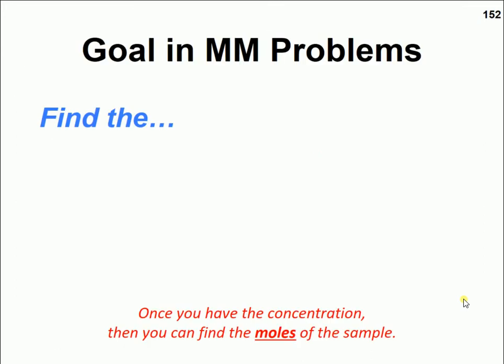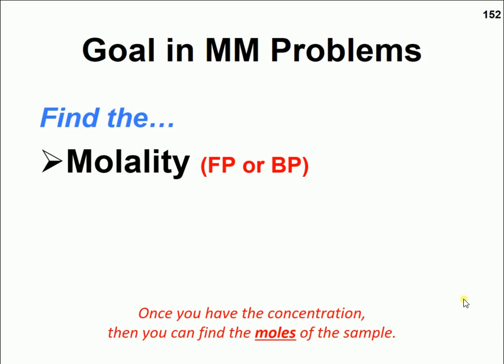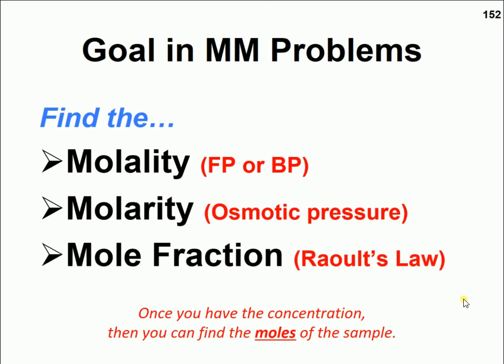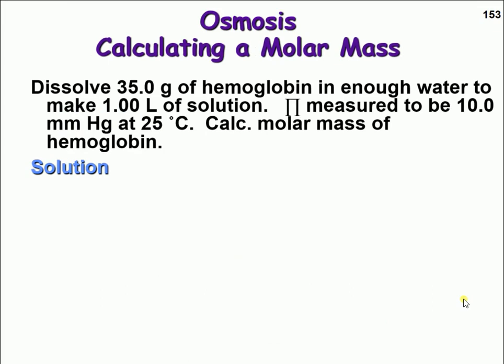Now, remember, our goal is to find the concentration, which is molality for the freezing point and boiling point problems, molarity for osmotic pressure, and mole fraction if you're doing Raoult's law, because the concentration is the key. Now, if we dissolve 35 grams of hemoglobin in enough water to make a liter of solution, the osmotic pressure was measured to be 10 millimeters of mercury at 25 degrees. Let's calculate the molar mass of hemoglobin, but remember, our goal is to get to concentration.